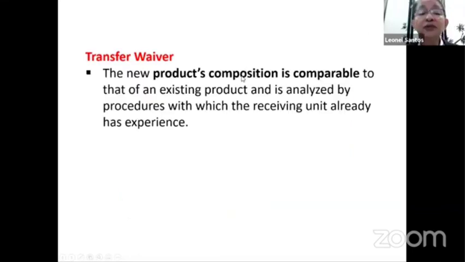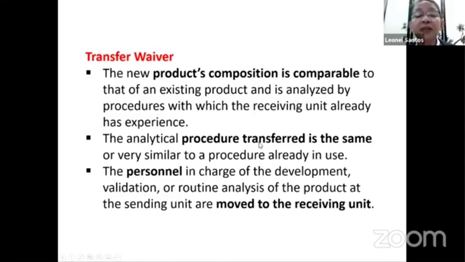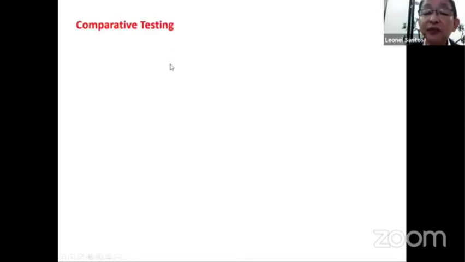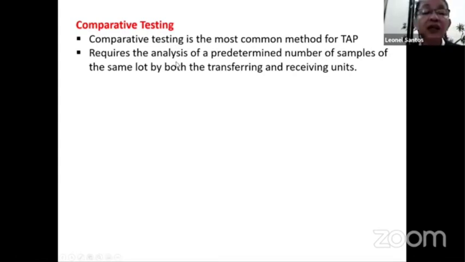Just to summarize, transfer waiver, what are those? Those are for new product composition that is comparable to that of an existing product. So there's really no change in the product. Also, the procedure transfer is the same, meaning that your staff moving from one site to another and the same equipment is being used. So a transfer waiver is possible to do that. Comparative testing, however, which is the most common transfer analytical procedure protocol, requires the analysis of a predetermined number of samples from the same lot by both the transferring and receiving unit.